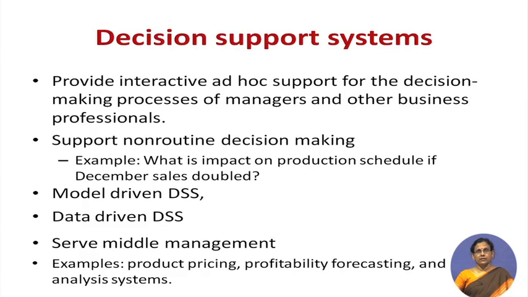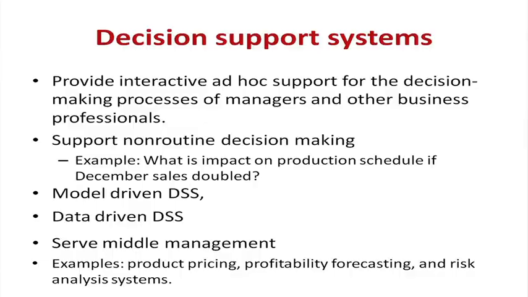The next category of information system is the decision support system. Such decision support systems again serve the middle management. The reports coming out of such decision support systems are not for routine decision making, they are for non-routine decision making.